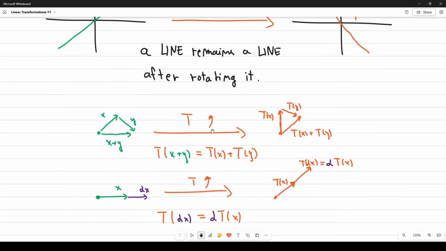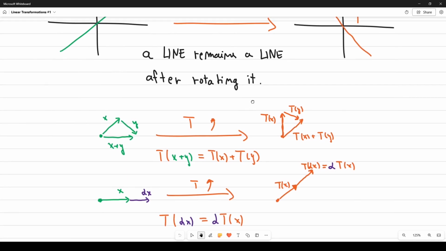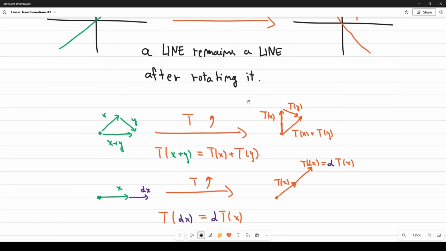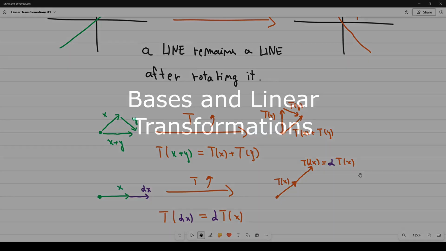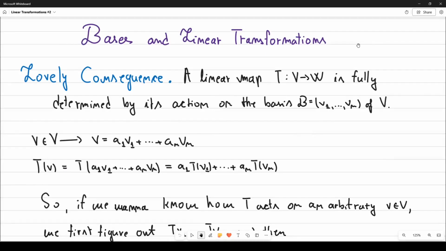So I hope that provides enough motivation and clarification of the definition and why we're interested in these sorts of mappings, because they preserve the linear structure of our original vector space. Now we will go over some results and properties related to linear transformations. Now let's see how the basis of vector spaces and linear transformations interact, and go into some properties and results related to linear transformations.